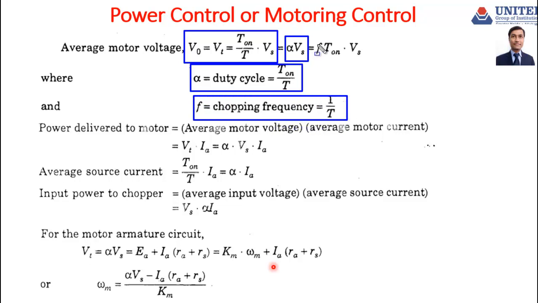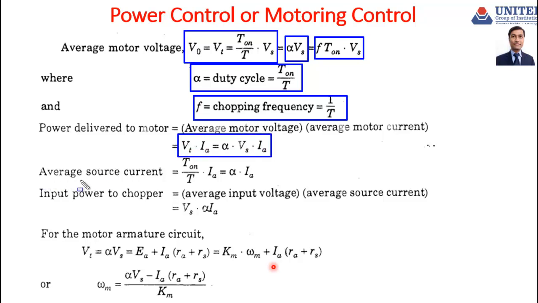So in terms of frequency, we can write average motor voltage V0 = f × Ton × Vs. Now the power delivered to the motor is equal to average motor voltage times average motor current. So we can write power delivered to the motor is equal to V0 × Ia. By putting this value, we can write alpha × Vs × Ia. This is the power delivered to the motor.